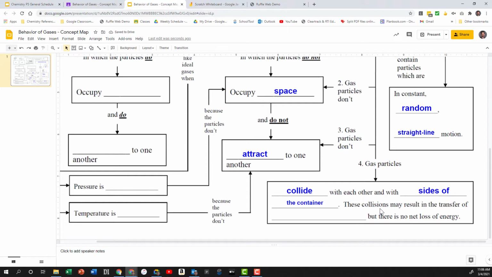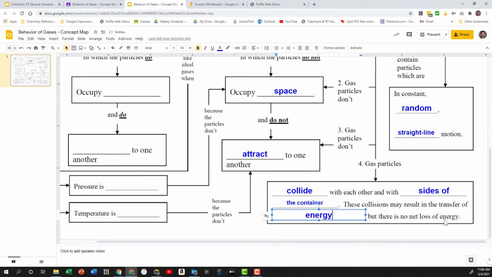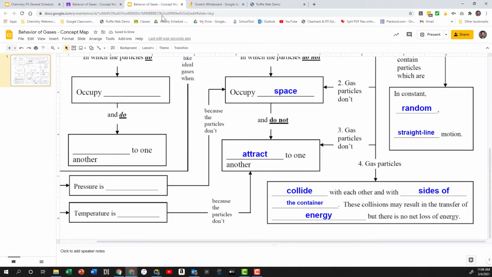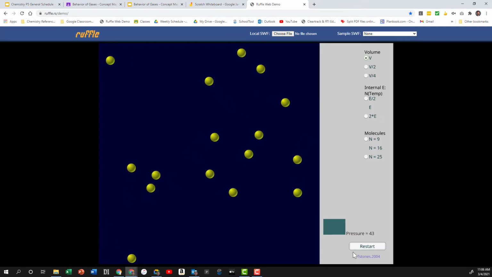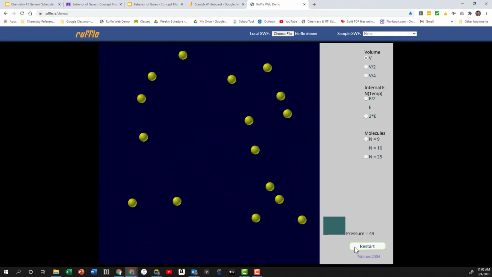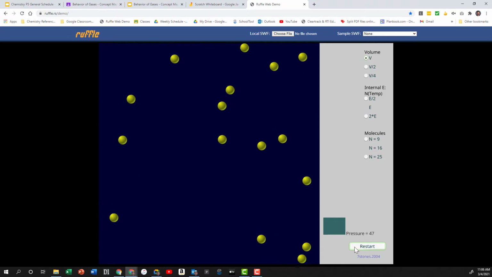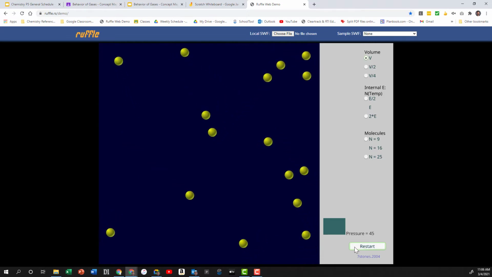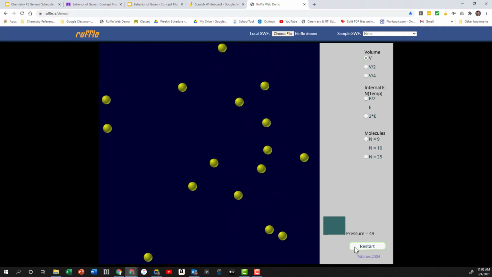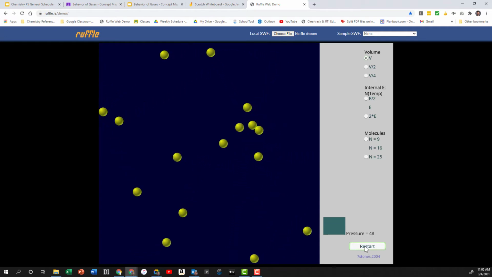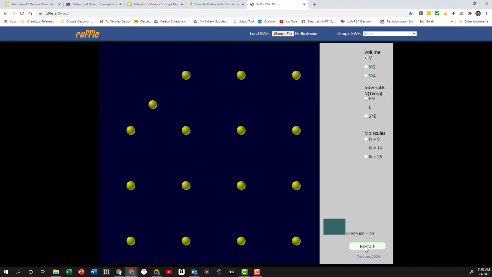And these collisions may result in the transfer of energy, all right? But there's no net loss of energy. And so if we look at this demonstration again, what does that mean exactly? Well, each of these particles, because they're moving around, has some energy, right? And if we were to take the energy of all the particles and add them up, notice that when we started this, there was only one particle moving. I'm going to keep restarting this so you can see it's just moving. That particle has some energy, right?